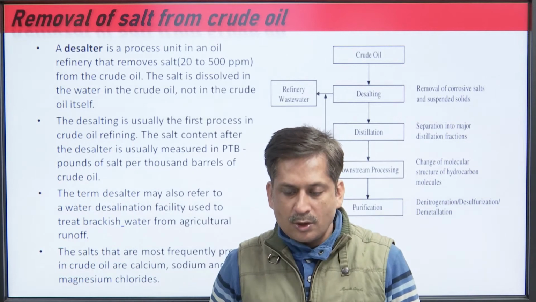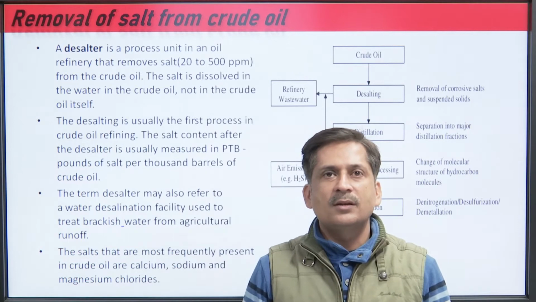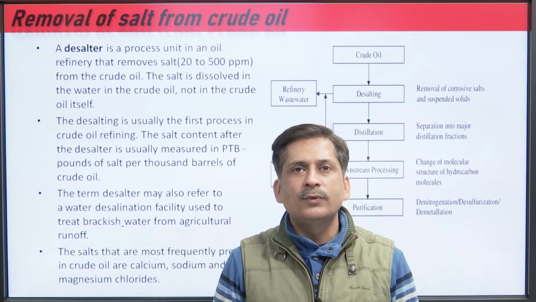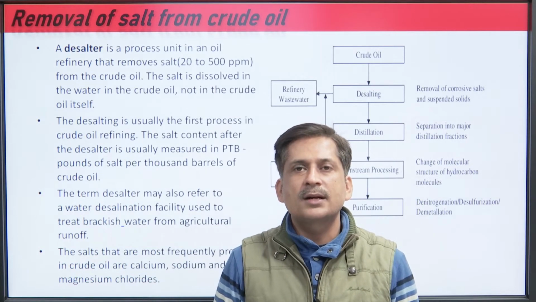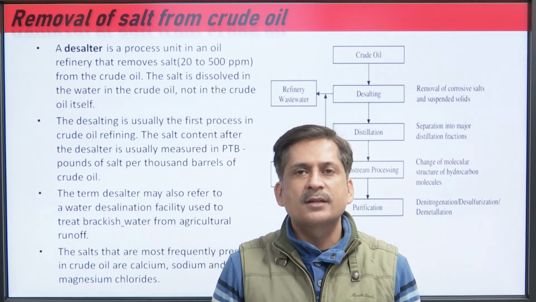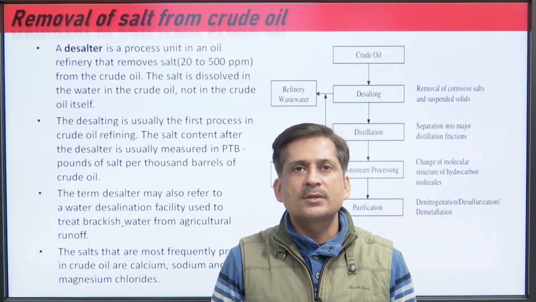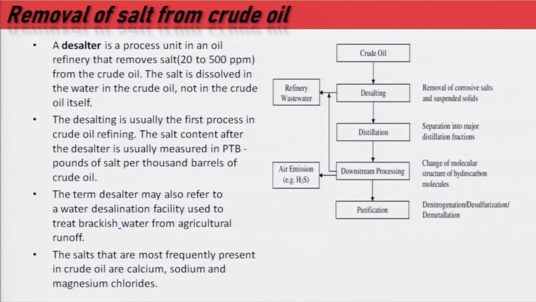So, removal of salt from crude oil. A desalter is a process unit in an oil refinery that removes salt, 20 to 500 ppm, because you extract your crude from the earth's crust, and it has different components. Other components are there, but there is some salt. So, a desalter removes salt of 20 to 500 ppm, which is undesirable in the crude oil.